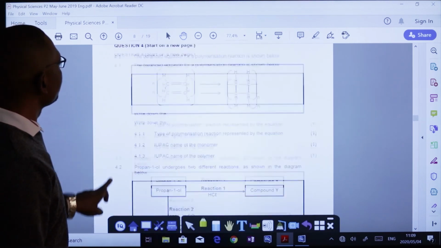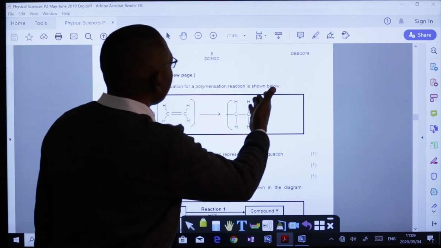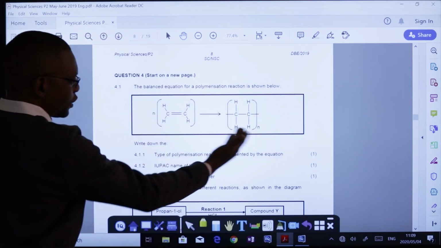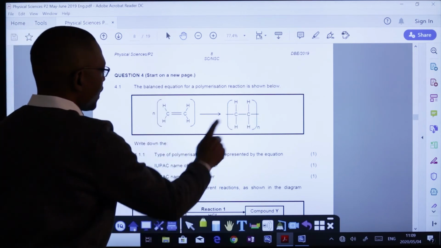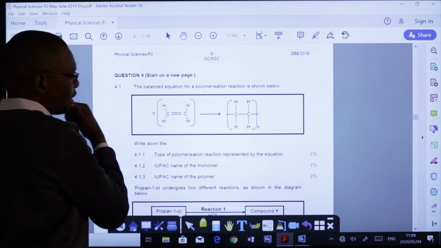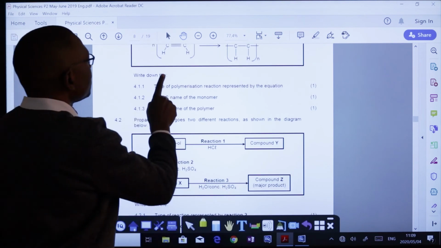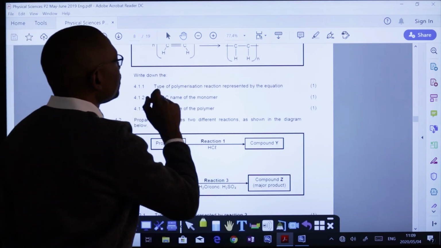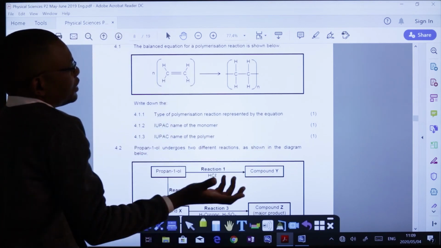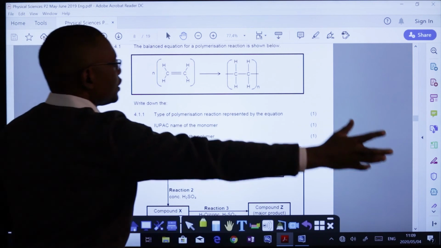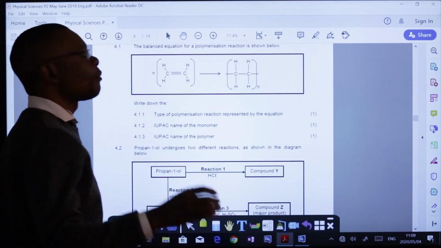So if you look at question 4, it's saying that the balanced equation for a polymerization reaction is shown below. So we are having an alkene forming a polymer. So this alkene is ethene and it's going to form a polyethene. Okay, so they are saying write down the type of polymerization reaction represented in this equation. So you can see that here you are simply adding across the double bonds and then extending the chain for 1 mark. So IUPAC, name of the monomer.